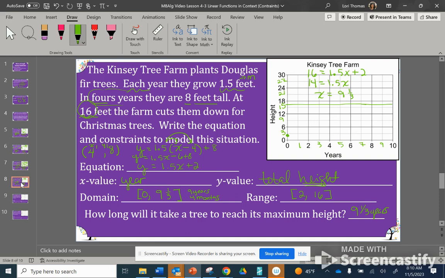Okay, now let's plot some points and decide if we can connect them. So if we plug in 2, 1.5 times 2, that's 3. 3 plus 2 is 5. And let's go ahead and plot our greatest amount. So we said 9 and 1/3. So 1/2 is 9.5, which is right in between. 1/3 is just a little over. So 9 and 1/3 years, it's going to be right here, about right there.